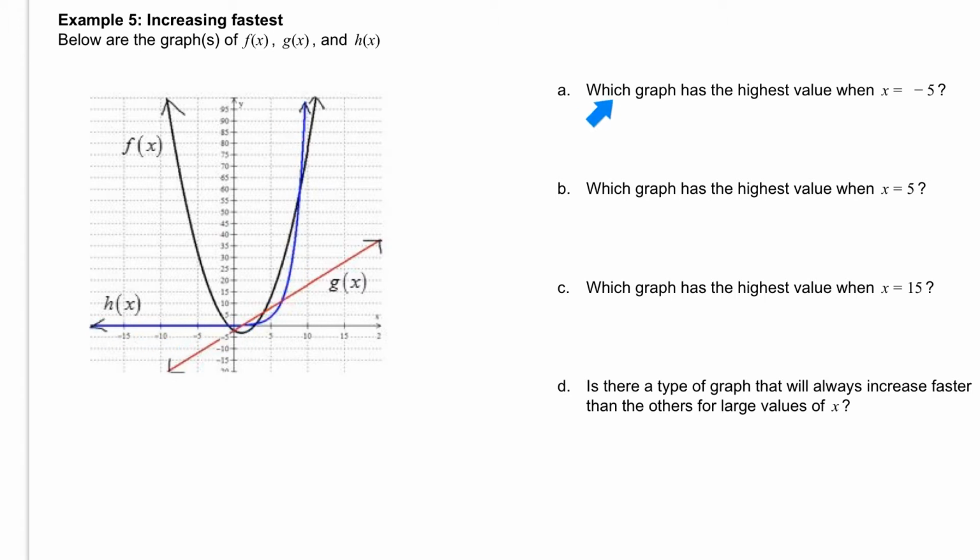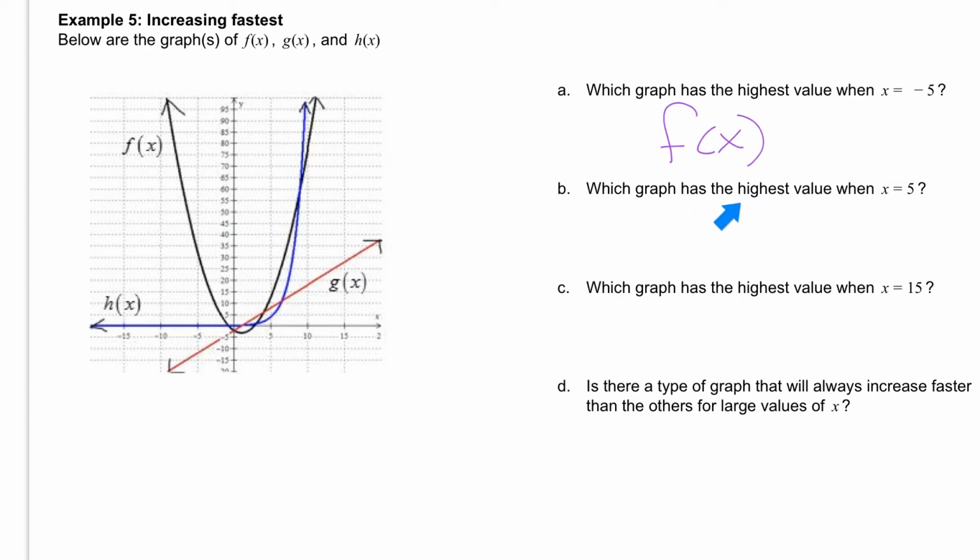In letter A, we want to answer which graph has the highest value when x is equal to negative 5. So if we go to an x value of negative 5, our red function is down here, in between negative 10 and negative 15. Our exponential function is super close to 0 right now. And our quadratic function looks like it's up here in between 30 and 35. So the highest function that we have right now is f of x. So for letter A, we can say f of x, which is our quadratic, has the highest value when x is equal to negative 5.